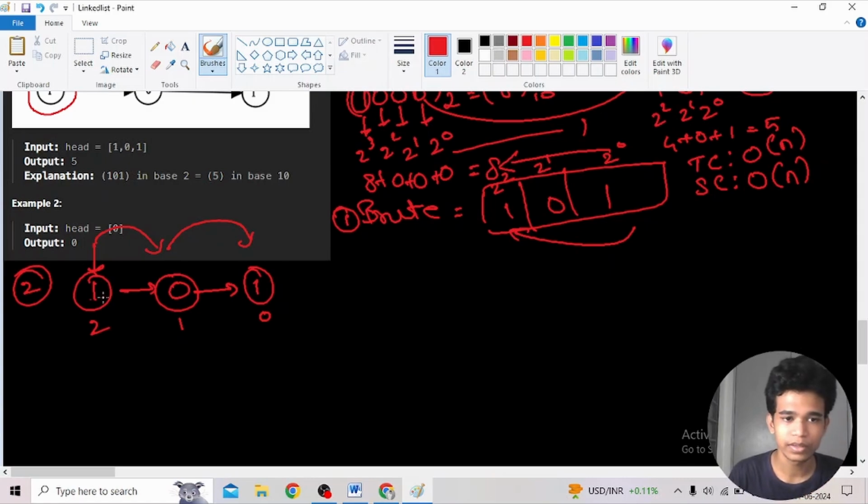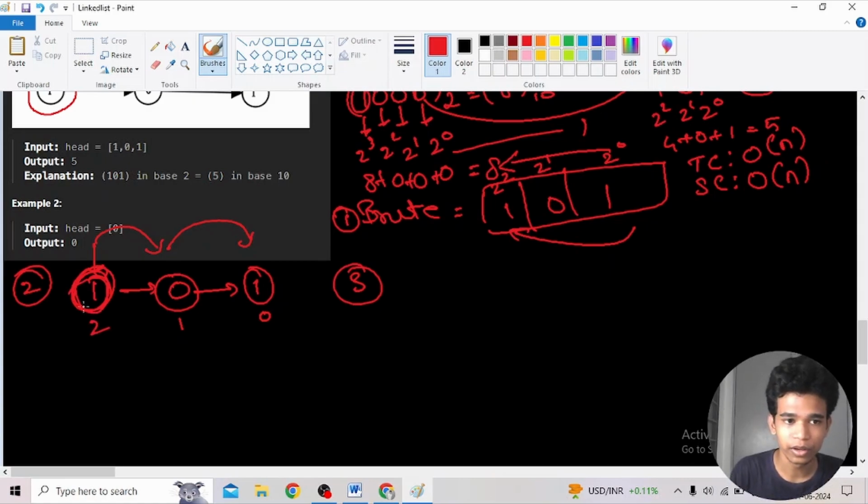Just come up. See here, what's the length of this linked list? Just traverse: 1, 2. Initially it will be 1, right? And it will be 1, 1, 2. Okay, 3. So the linked list length is what? 3. There are 3 nodes. Yes. And then just observe, what should I put in the power of 2 at this node?